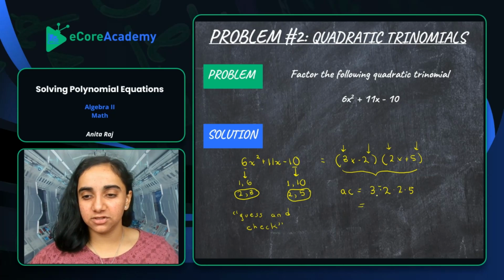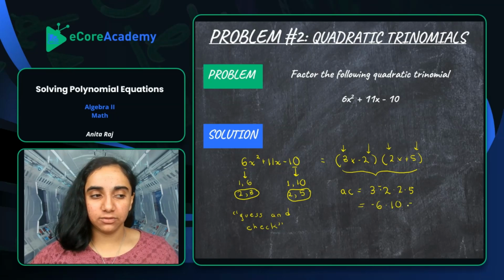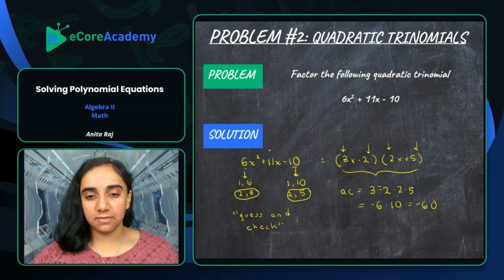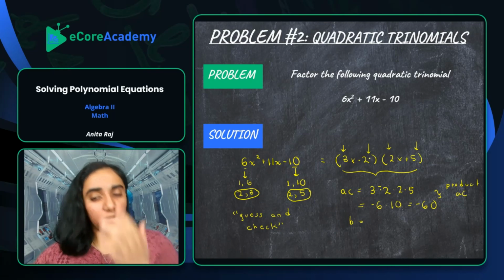So 3 times negative 2 times 2 times 5. This is supposed to be negative 2. So 3 times negative 2 is negative 6, times 10, which is going to be equal to negative 60, which is the same as saying 6 times negative 10. So this is going to be your product AC.